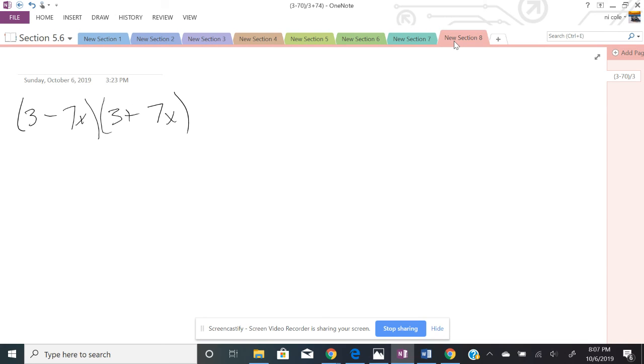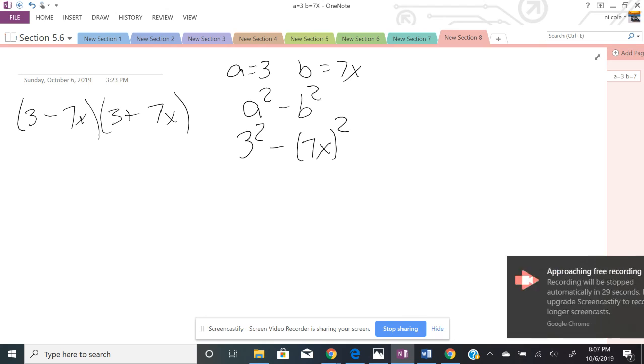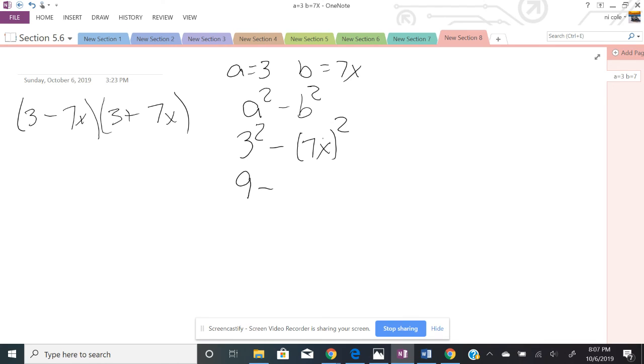Okay. Ooh, here's another. 3 minus 7x and 3 plus 7x. So again, this tells you special rule. And you can always FOIL this. Don't get me wrong, you can always FOIL this, but try practicing these special rules. So that tells you it's a squared minus b squared. Your a is equal to 3 and b is equal to 7x. So I have 3 squared minus 7x squared. 3 squared is 9 minus 7 times 7 is 49 x squared.